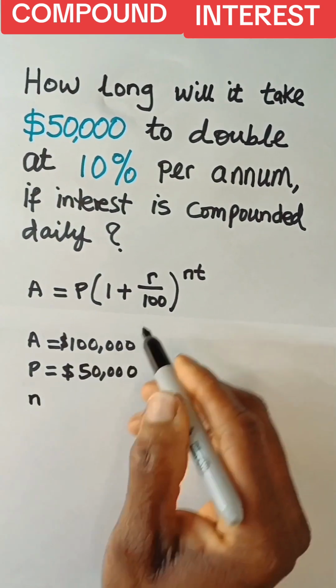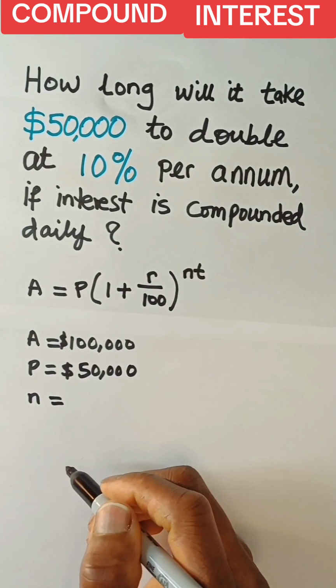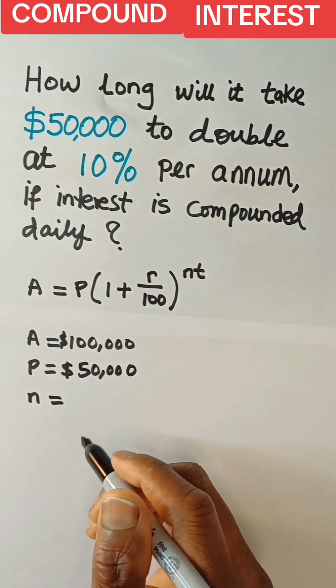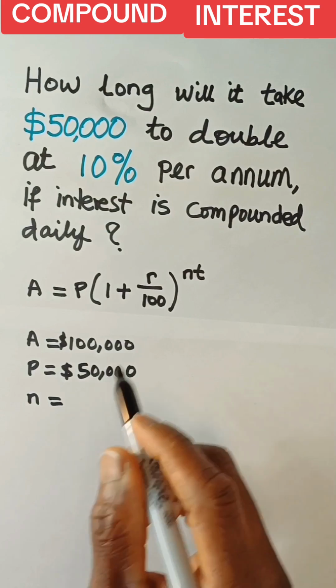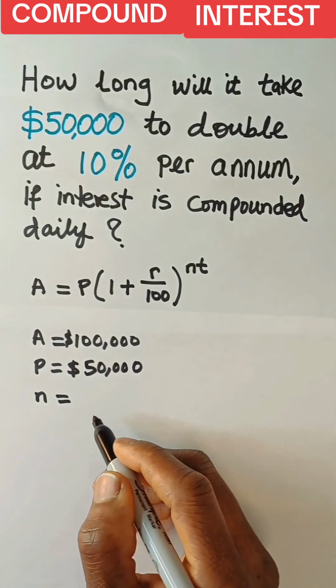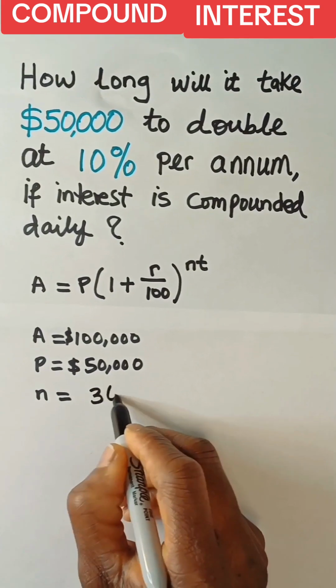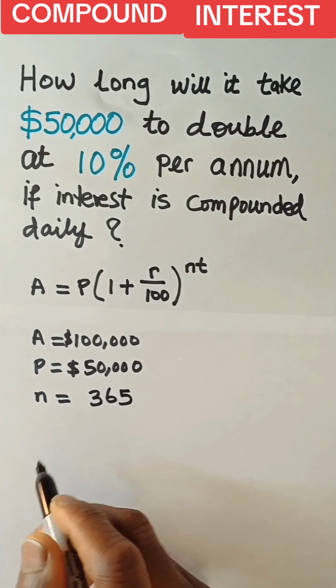N is the number of times the interest is compounded in a period. And we are told that the interest is compounded daily. That is 365 days in a year. So N is 365. All right.